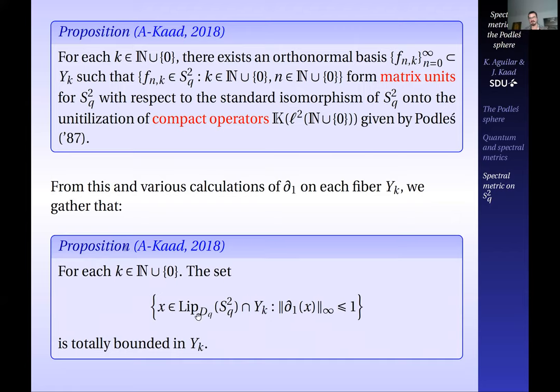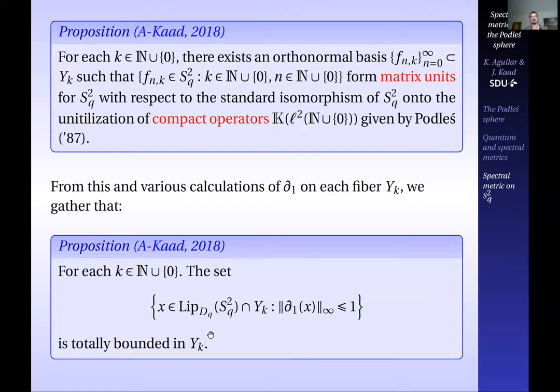Remember, these are just on each Y_k space. The whole Podleś sphere is like the sum of these Y_k spaces. Again, that's very informal because something happens at zero. That's not very nice. But notice we don't have to worry about vanishing under a state here because these elements aren't in the unit. They don't hit the unit of the unitization of the compacts. So we don't have to worry about scalar multiples of identity here.